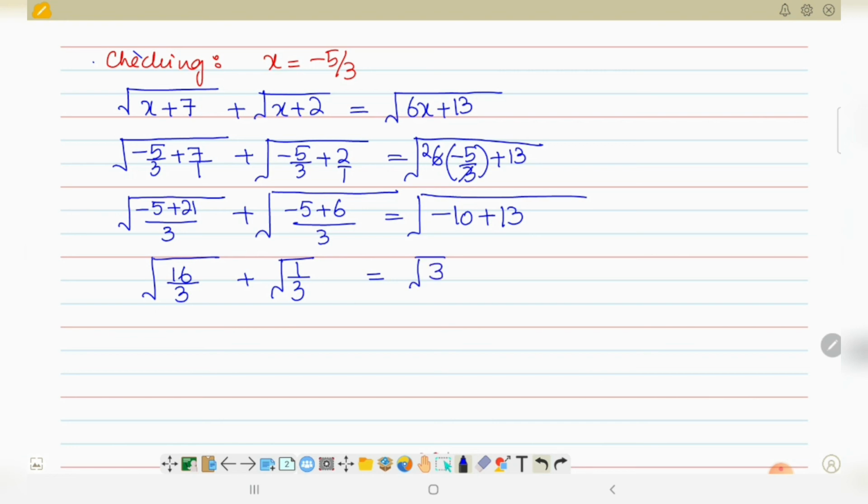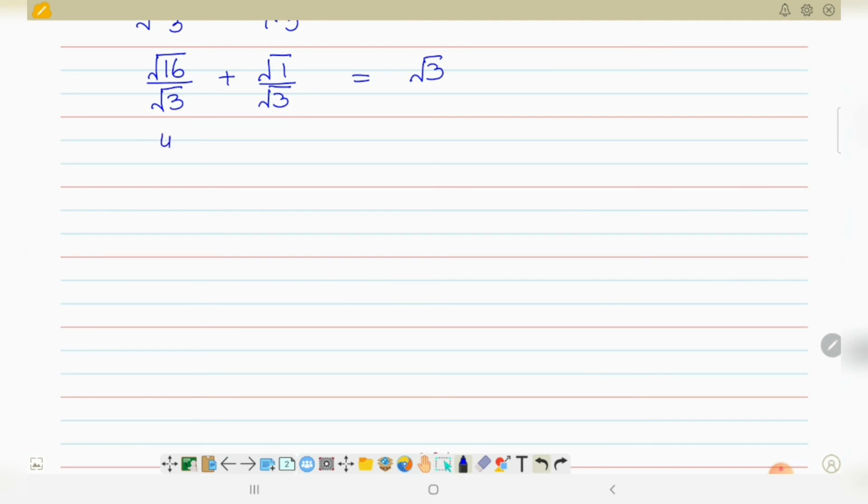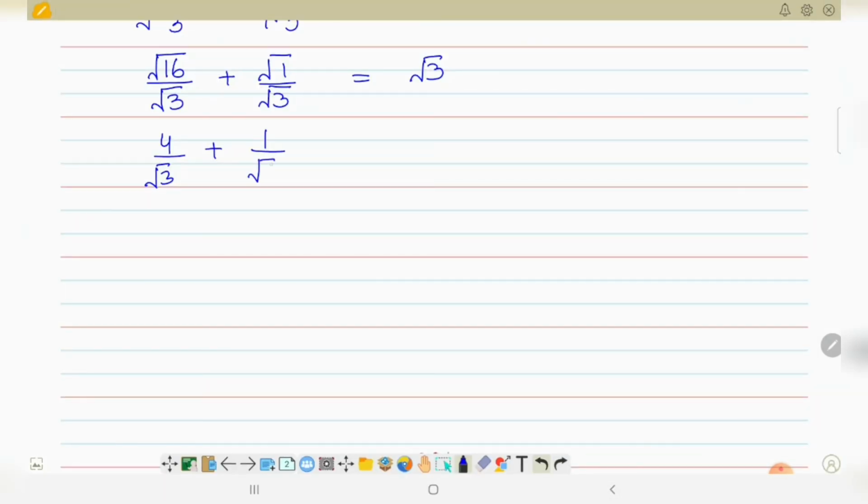Now let's solve the left hand side so that we can see whether it becomes the right hand side or not. So here you have studied the property of radicals, that if it is on a full fraction, it can also be separated onto fractions. So we get this. Let's see whether we get the right hand side. Here we have 4 by square root 3, and here we have 1 by square root 3. Now if you see, LCM will be square root 3, 4 plus 1, and here 4 plus 1 is 5, square root 3.